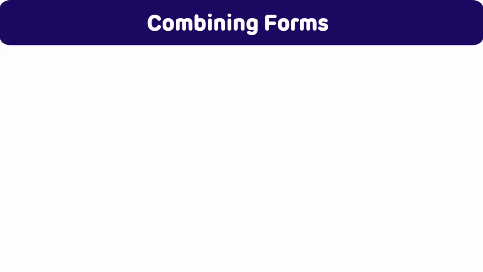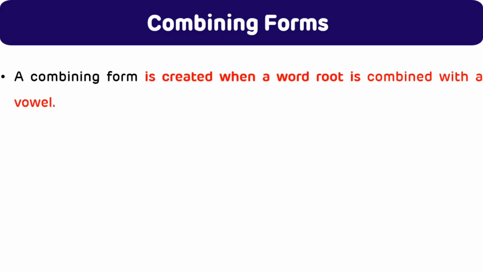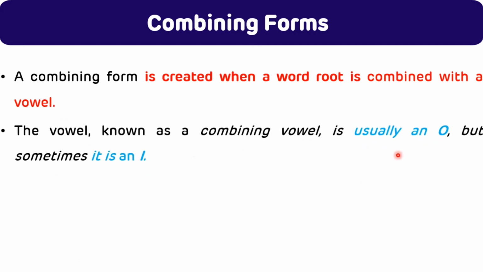Now we will see combining forms. A combining form is created when a word root is combined with a vowel. Mind well, a combining form is created when a word root is combined with a vowel. This vowel, known as the combining vowel, is most commonly an O, but sometimes it is an I.